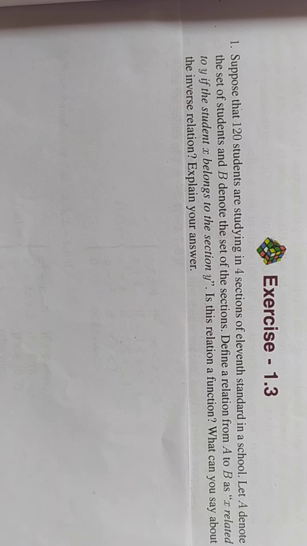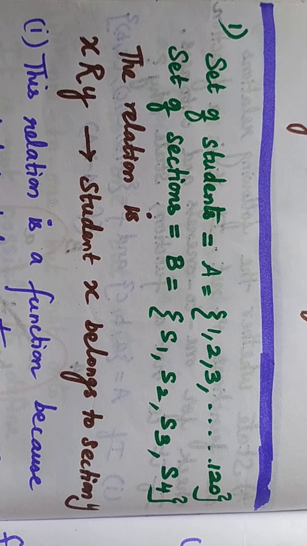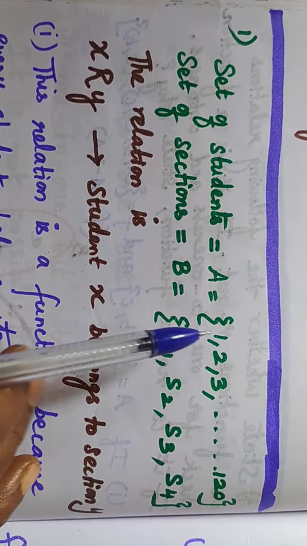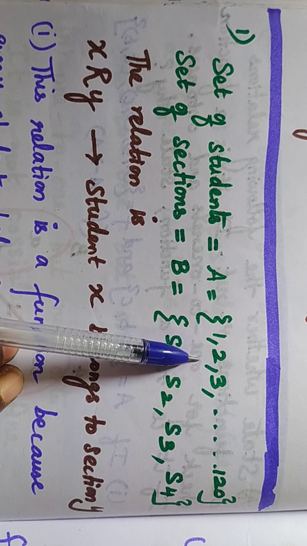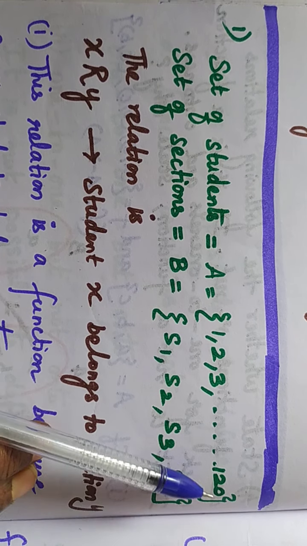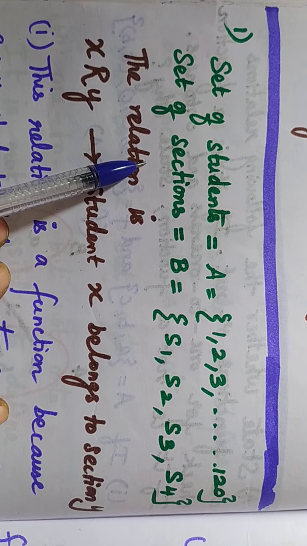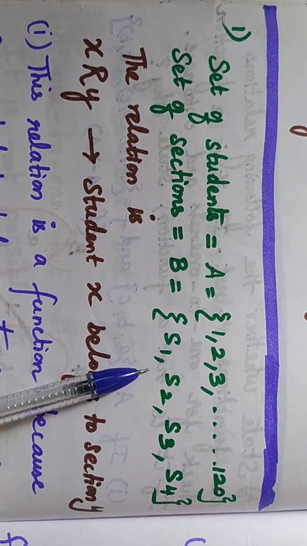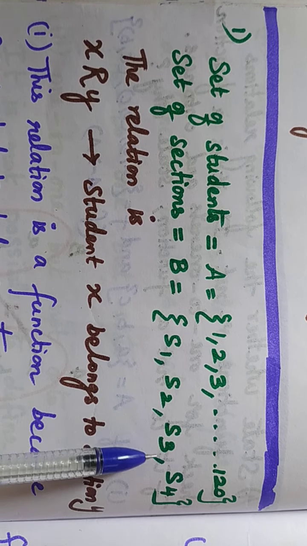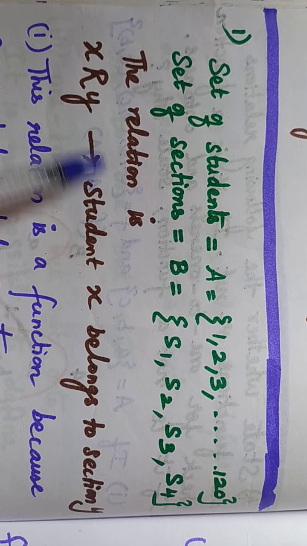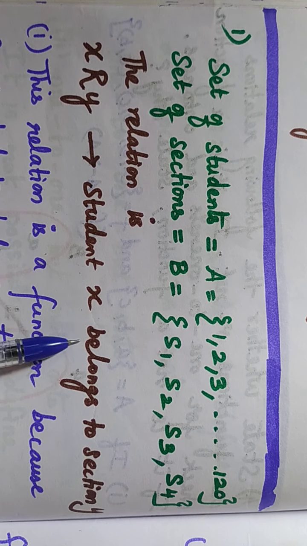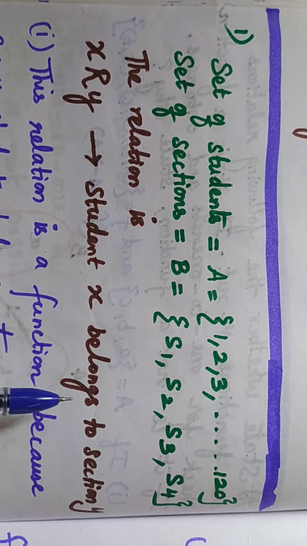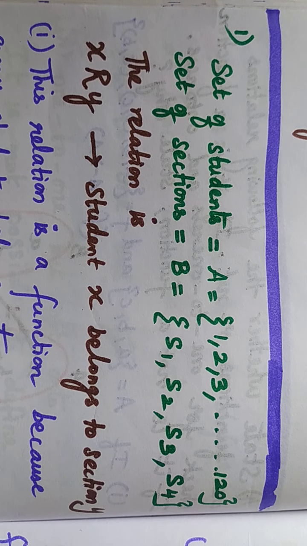Now let us move to the answer. First let us write what is given in the question. We have taken set A as the set of students, numbered 1, 2, 3 up to 120, since there are 120 students, and set B denotes the set of sections. I have taken the 4 sections as S1, S2, S3 and S4, and you are going to make the relation X is related to Y, that student X belongs to the section Y. Let us see whether the relation is a function or not.